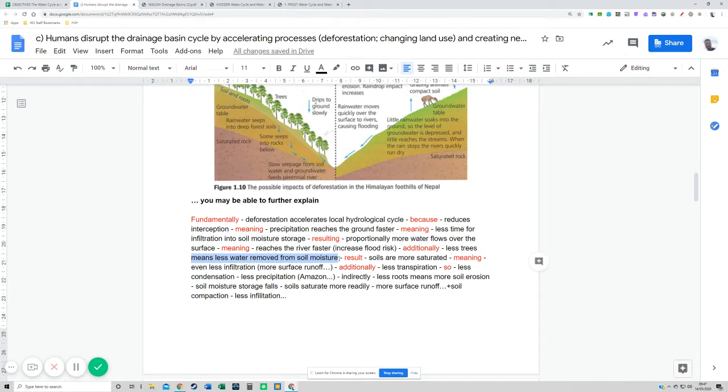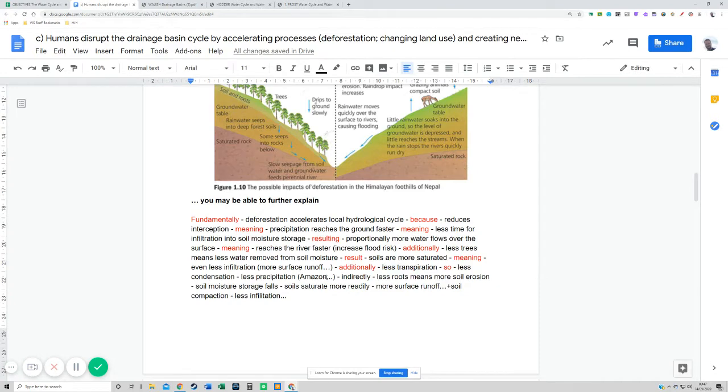But trees remove that water. So the key point here is if you've got less trees, less water is going to be removed from soil moisture, which means less room for further infiltration. On top of all of that, that also means there's less transpiration, which is another process, which means less condensation and less precipitation.